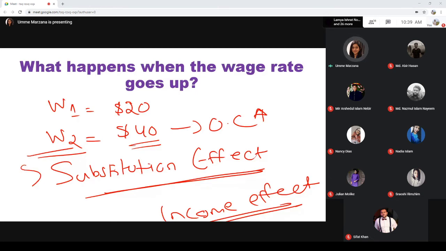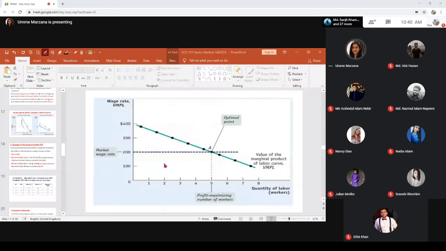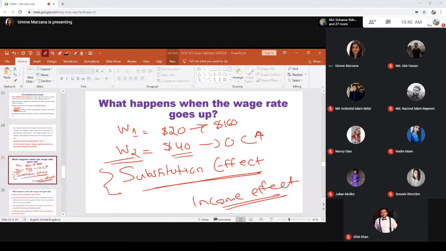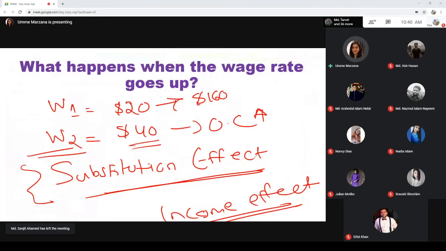First, everyone understood the substitution effect: when the wage rises, I will work more, straightforward. The income effect is telling you your wage has increased. Before, by working 8 hours, how much money could I earn at $20? By working 8 hours I could have earned $160, right? Yes, ma'am, before. Okay, now by working, let's say, 7 hours, with the new wage, how much can I earn? $280. I can earn $280 at 7 hours.